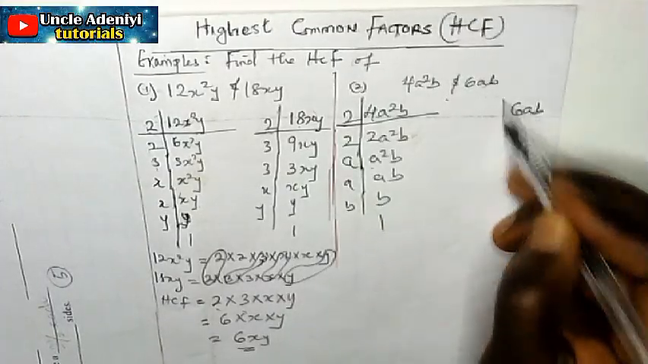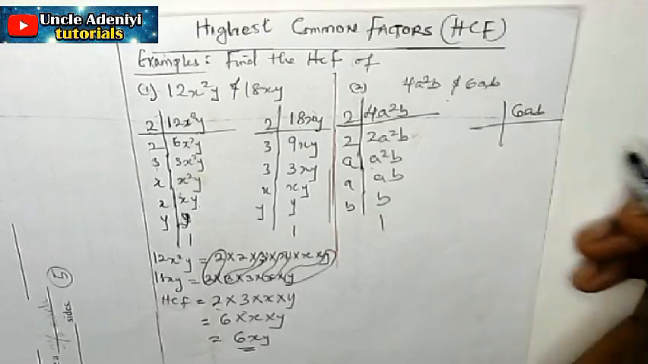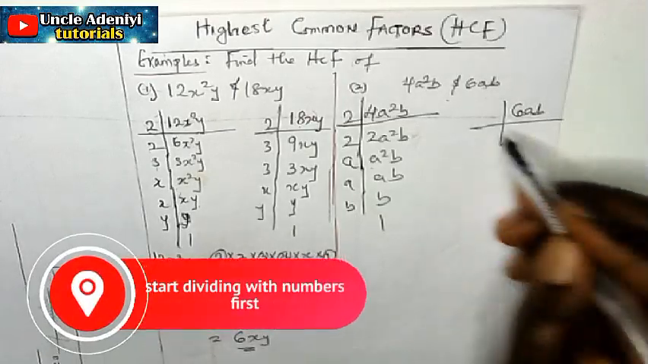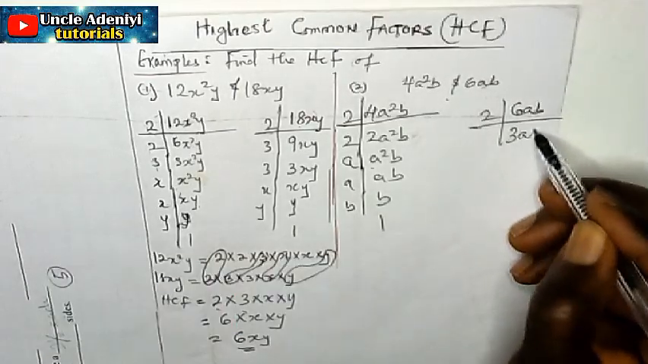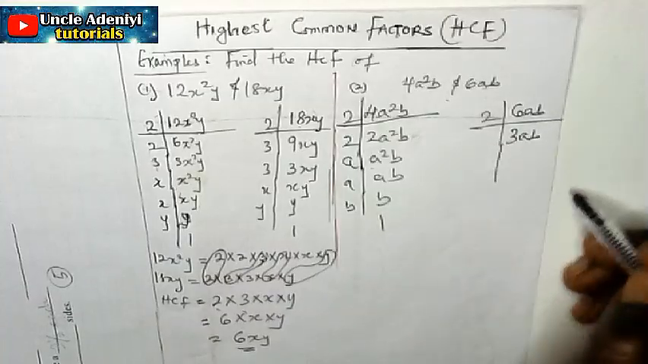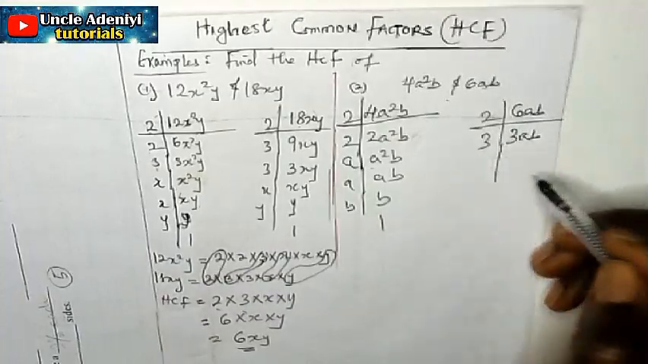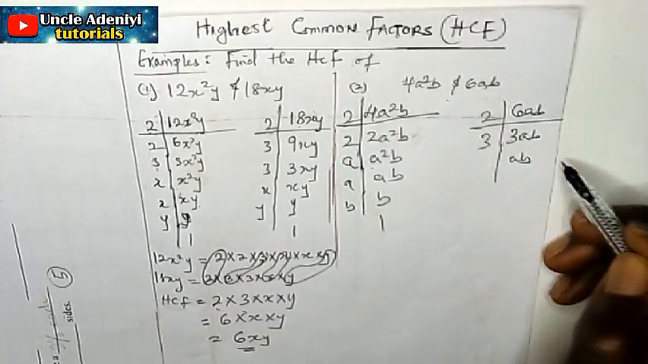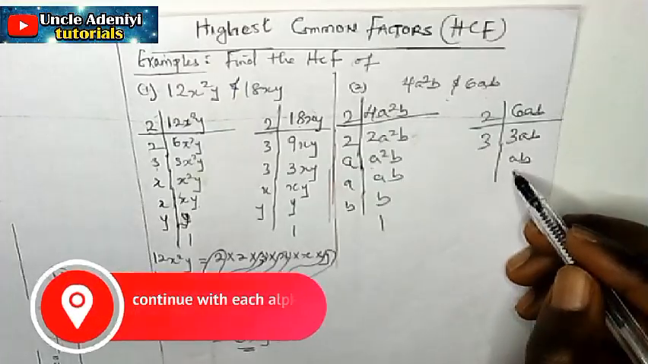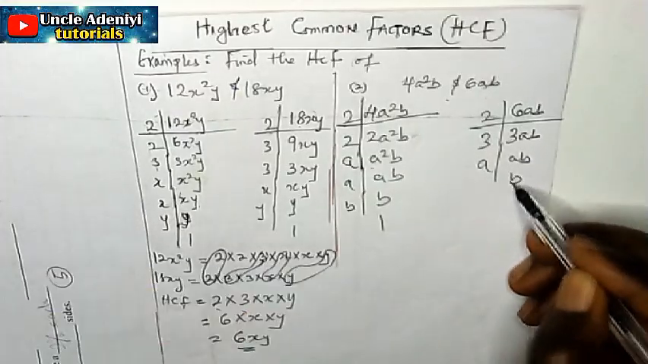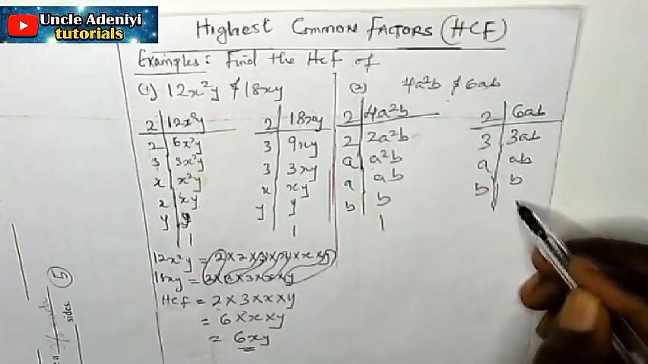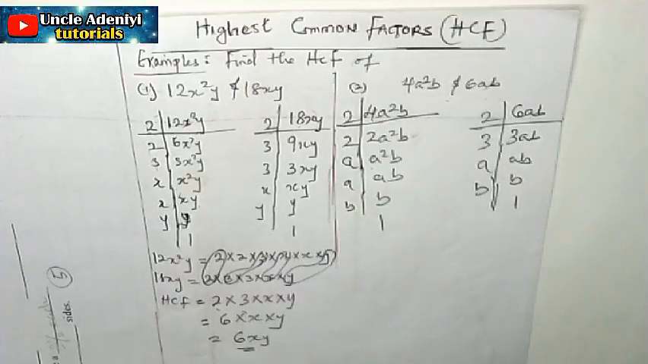So let's do for 6ab. Let's start with the numbers first. 2 can go, which gives you 3ab. 2 cannot go again, remain 3. 3 can go, which gives you ab, right? So alphabet now, a can go, remain b. b can go, it should not be 1. Do you get it now?